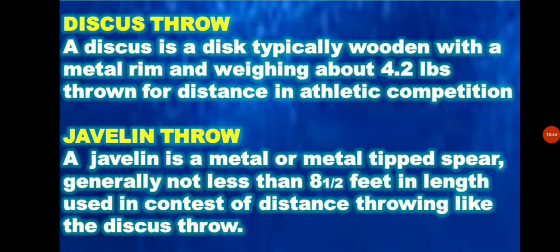Next is the discus throw. A discus is typically wooden with a metal rim and weighing about 4.2 pounds, thrown for distance in athletic competitions. The discus is held with the fingers locked over the rim and the thumb along the side of the discus. Pivot 180 degrees on the ball of the left foot as you make the turn. Then shift all the weight to the ball of the right foot to complete the turn.